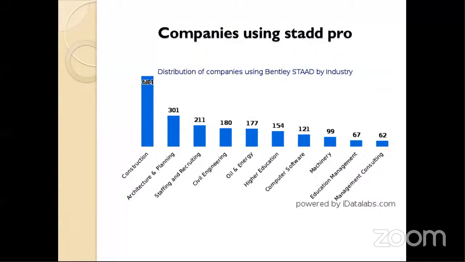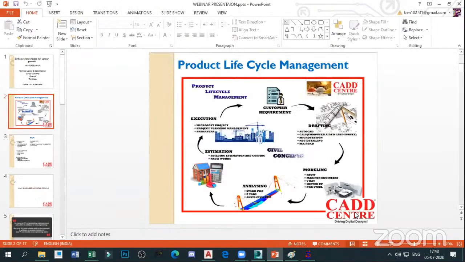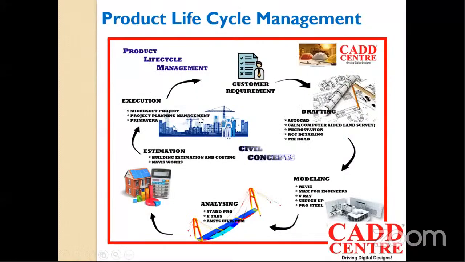Whatever problems we face in that project, we analyze with the product department. After that only we move on to the construction department. Then we move to the execution part. It's the most important part.